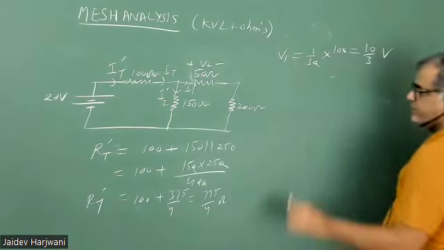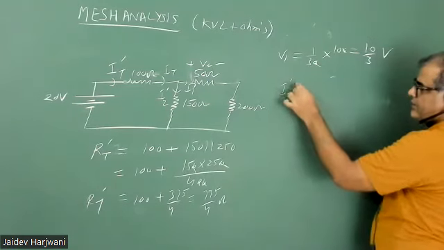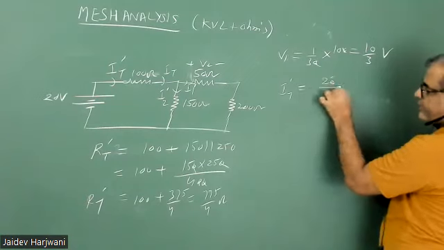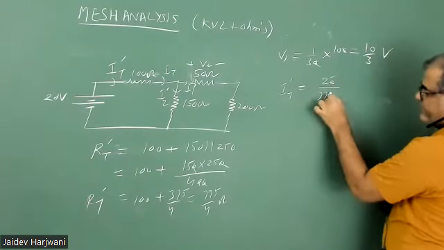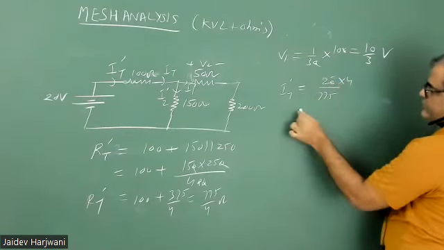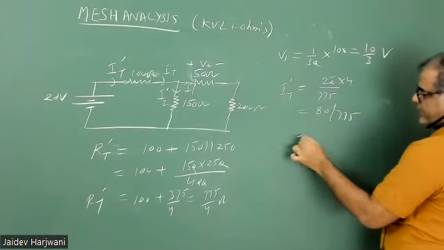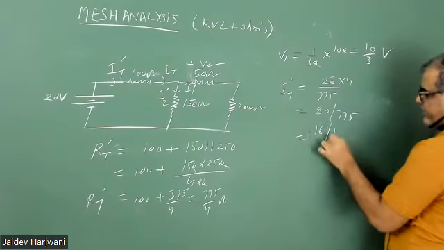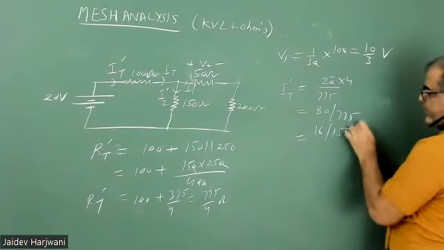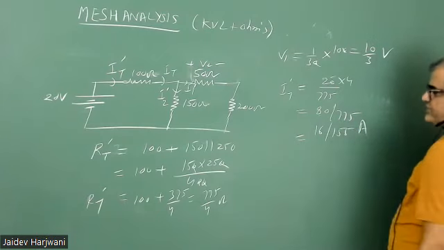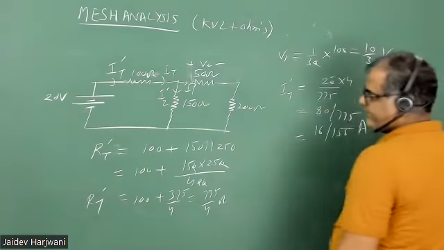Now I want the total current IT dash. IT dash will be your total voltage V upon total resistance, 775 upon 4. So I got 80 upon 775. So this will be 16 upon 155 ampere. So this is my total current.